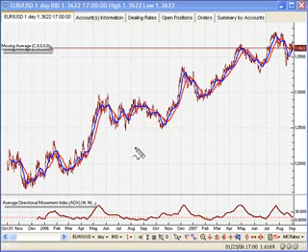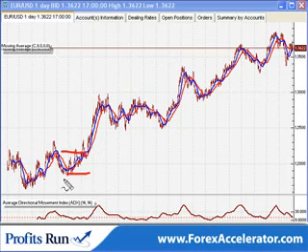Here's a chart of the Euro-US dollar pair. And again here, we've got the ADX plotted. We've got our 16 line plotted. And you see the ADX indicator is below the 16 line, and that was from here to here. And you can see this choppiness right in here.